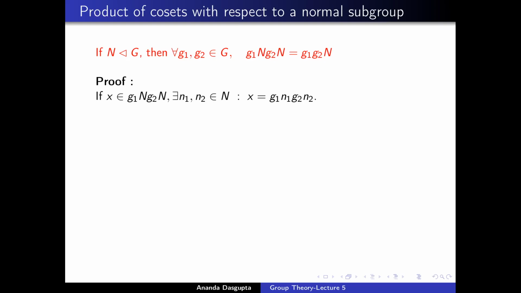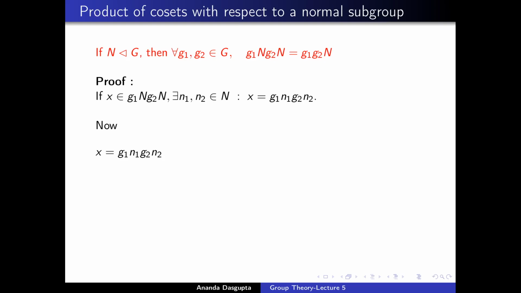What I need to show is that X also belongs to G1, G2, N. That's the first thing that we need to show here. Now, in order to do that, what we will do is we will write X, which is G1, N1, G2, N2, and try to write it as G1, G2 times an element of capital N.